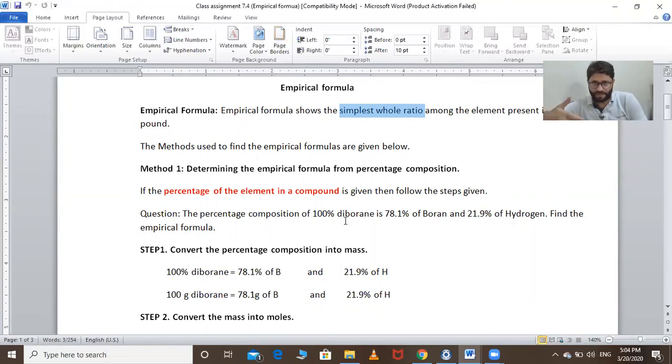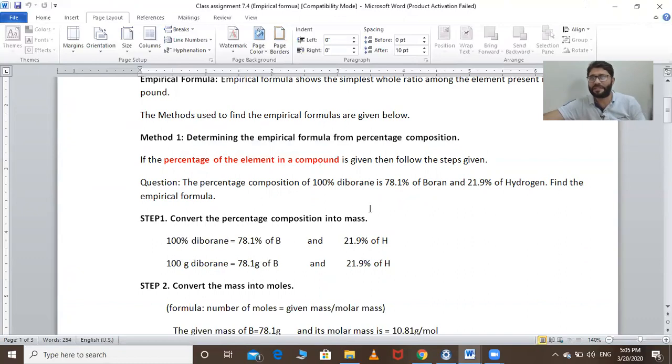There are many methods to determine the empirical formula of different sorts of compounds, but the very first one is determining the empirical formula from percentage composition. The word percentage composition is very important here. Look, dear student, at the end of the section review of the chapter, you will see that there are many questions where the percentage composition of the elements present in a compound is given, and then you have to find out the empirical formula of those compounds.